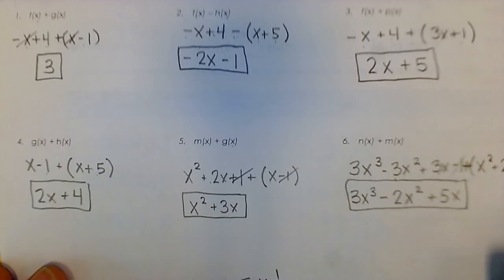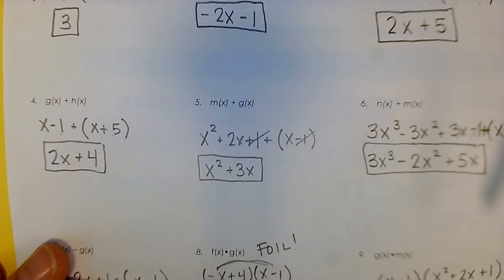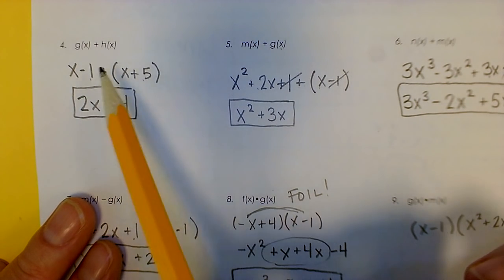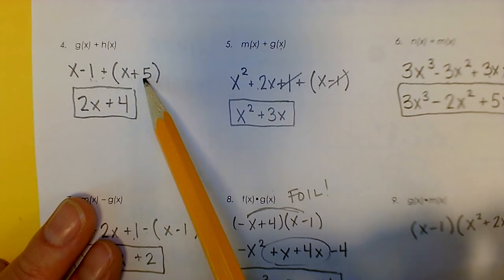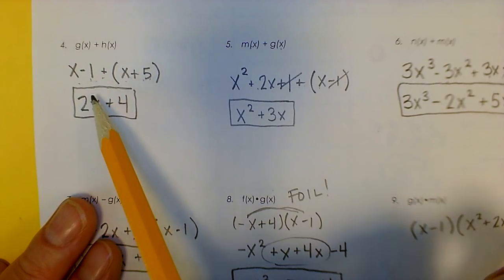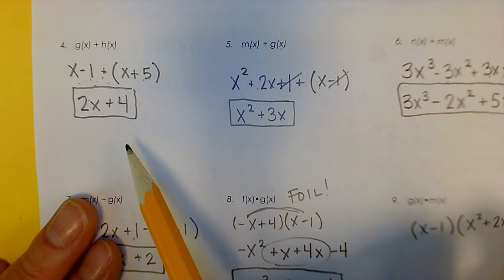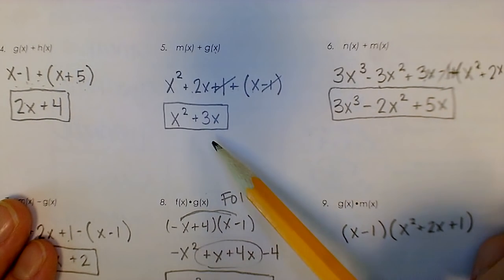Okay, so you should have 4 through 9 done. Let's look at number 4. So g of x plus h of x. So I wrote g of x plus h of x. x and x gives me 2x. Negative 1 plus 5 gives me 4. So that should be your answer.